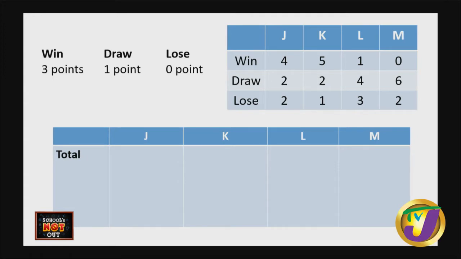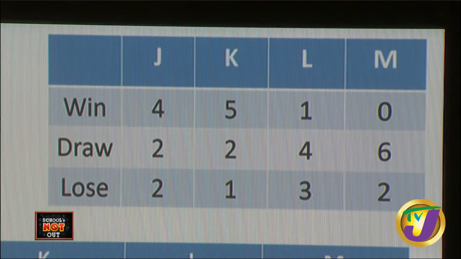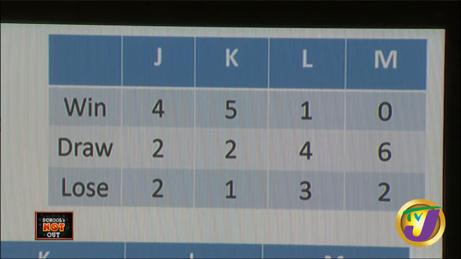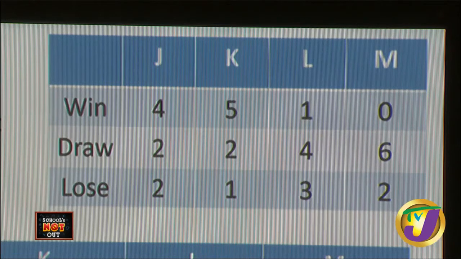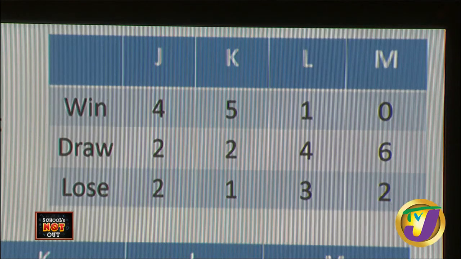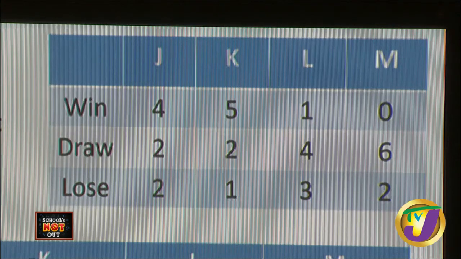Well, we see here that Team J won 4 matches. And they are going to be getting 3 points for every match that they win. That sounds like 12 points to me. That's right. They also had a draw for 2 of their matches, and they get 1 point for every draw. So that sounds like 2 more points. That's 12 and 2, so we reach 14 so far. And they get 0 for losing. We know 0 times 2 is 0.